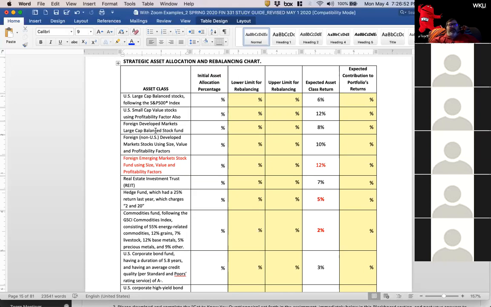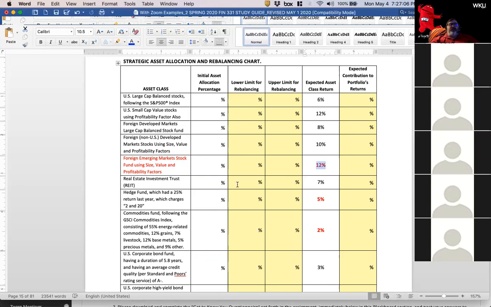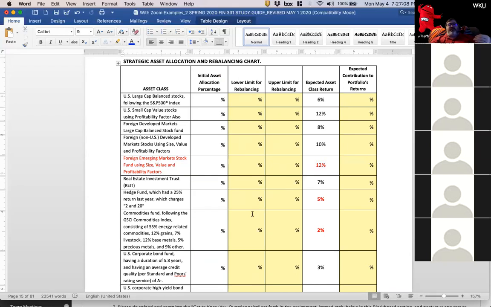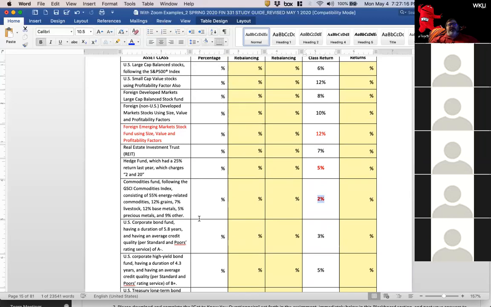I wanted to point out a couple of things because this is a little different from the document you downloaded. I had two of these asset class categories, the same asset category, so I had to take one out, and I left the 12% in for foreign emerging market stock fund. I went ahead and assigned an expected asset class return to hedge funds and commodities. Right? So those are the only changes.